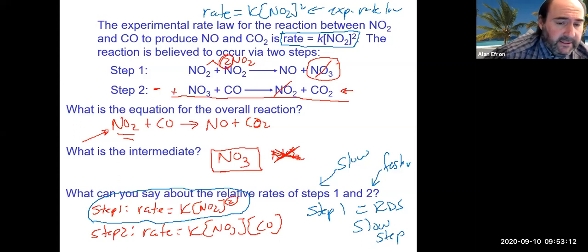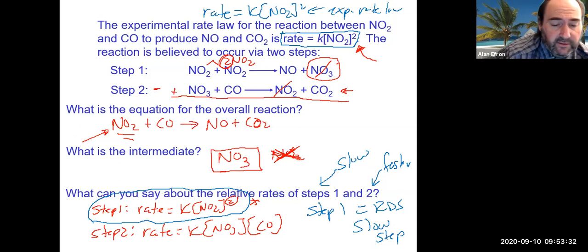And in this particular case, the experimentally found rate law that was given to us is the rate is equal to k times [NO2] squared. That matches step number 1. And what that tells us is that step number 1 was the RDS, or the rate determining step, essentially the slow step in this mechanism.